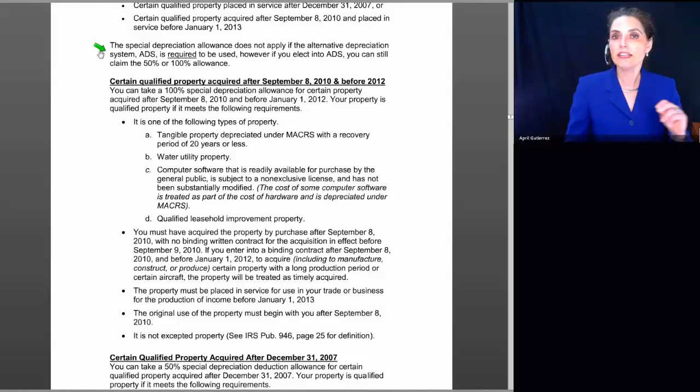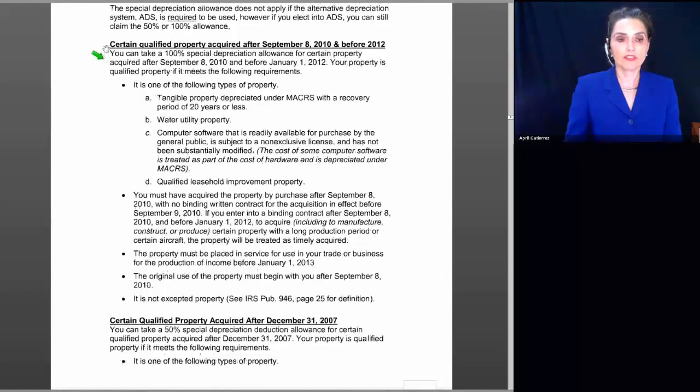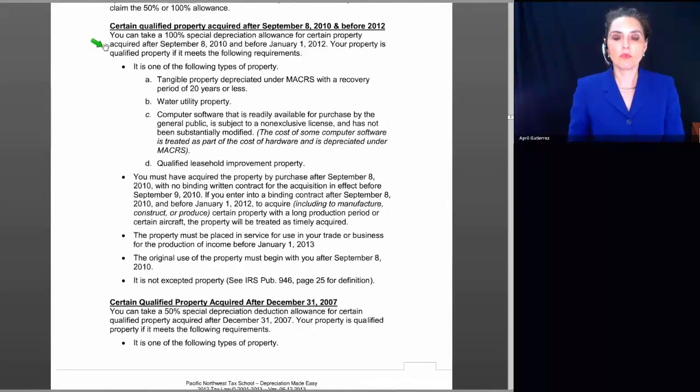However, if you elect into ADS, optionally, not because you're required to, but you just decide to elect into it, then the 50% and 100% allowances are still allowed. Certain qualified property acquired after September 8, 2010 and before 2012, you can take a 100% special depreciation allowance for certain property acquired between those dates. Your property is qualified property if it meets the following requirements.